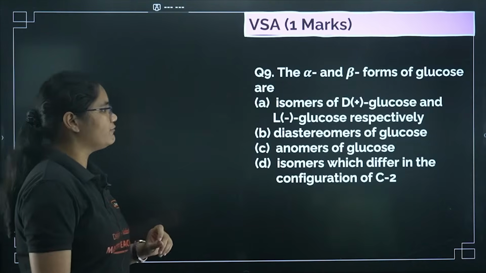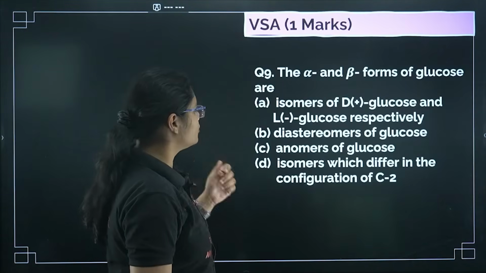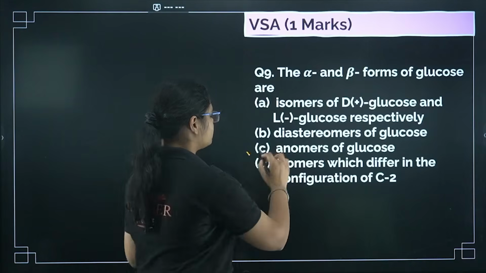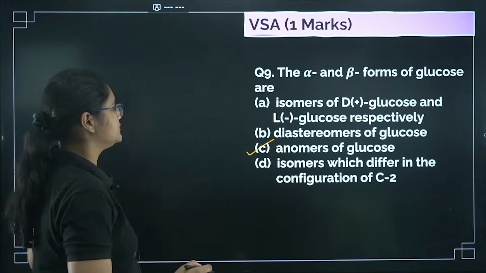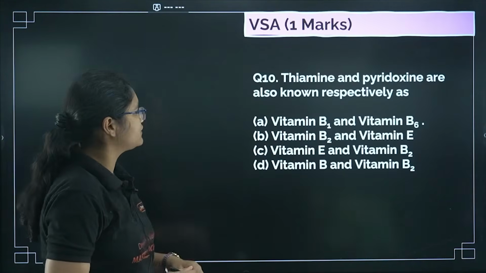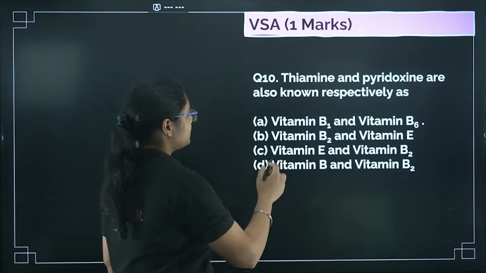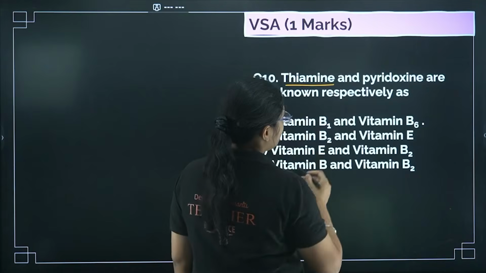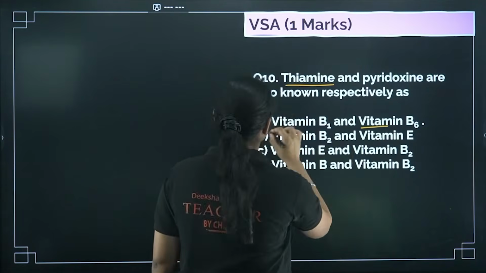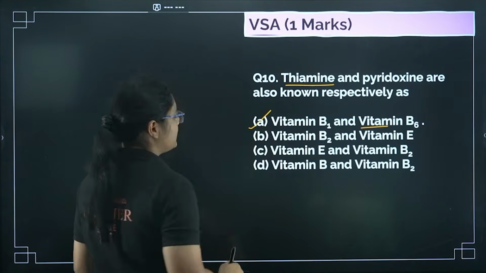Okay. Next, the alpha and beta forms of glucose are anomers of glucose. So that is why option number C here. Okay, next we have thiamine and pyridoxine, also respectively known as. So thiamine is vitamin B1 and pyridoxine is vitamin B6. So option number A is the correct answer here.